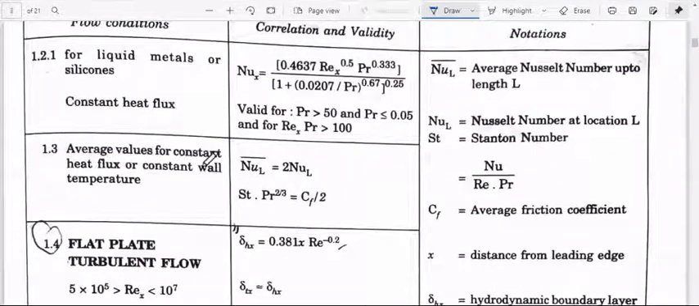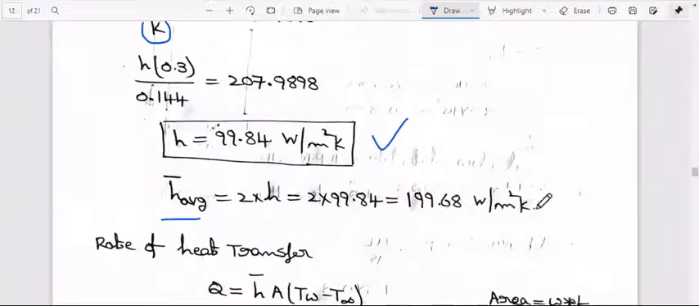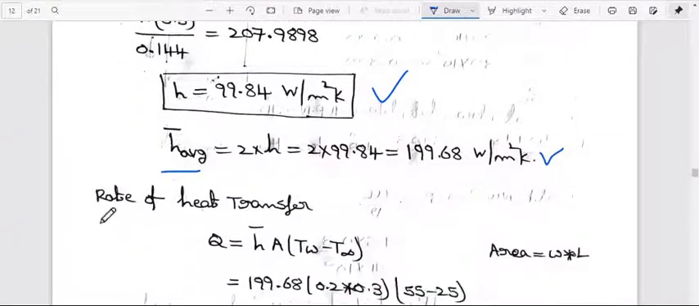So here, the average value for constant heat flux or constant wall temperature: Nu is equal to 2 into Nu, the average value. So now we need to consider the average value is equal to 2 into h value. So here, this is the final convective heat transfer coefficient value.